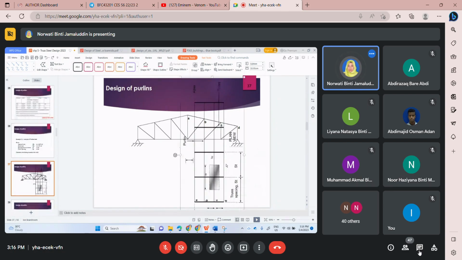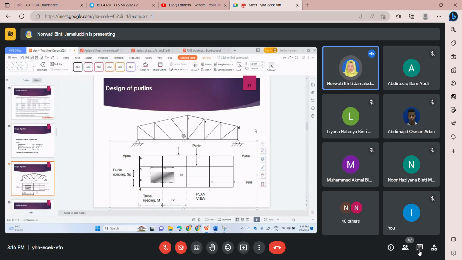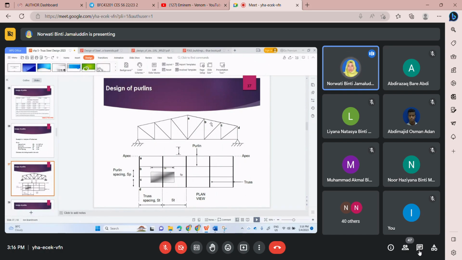So I just rotate in this direction. But please, this is apex, which is this one. A, which is this one. B, this point. C, this point. D, this point.